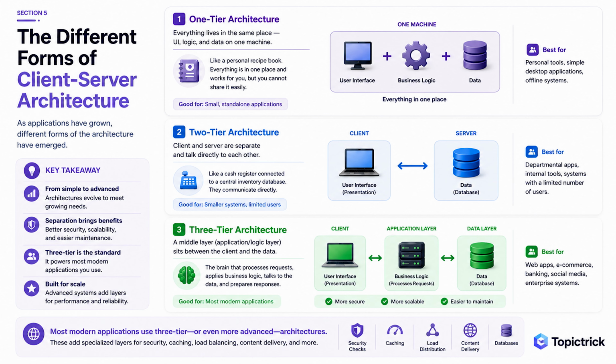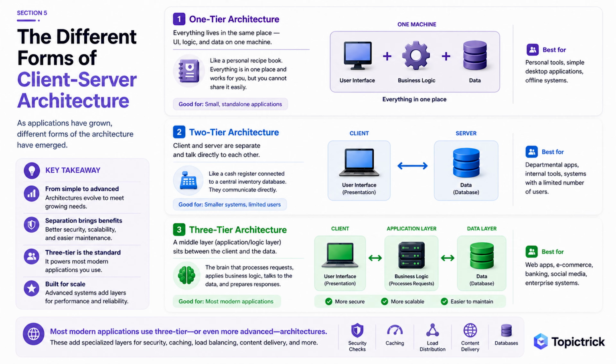Not all client-server systems are built the same way. As the needs of applications have grown, different forms of the architecture have emerged. The simplest version is called one-tier architecture. Here, everything lives in the same place: the user interface, the logic, and the data are all bundled together on one machine. It is like a personal recipe book. Everything is in one place and works fine for you, but you cannot share it easily with anyone else.